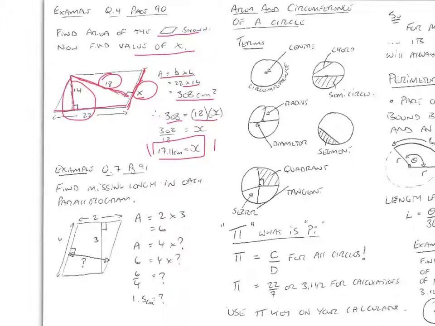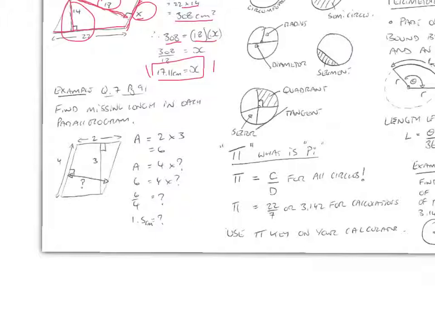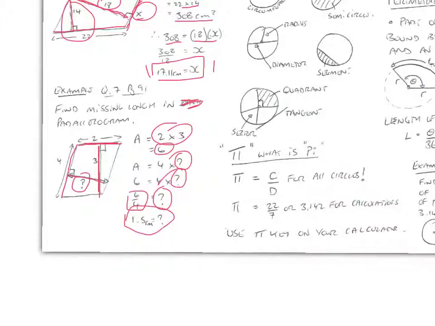Question 7, page 91. Find the missing length in each parallelogram. Okay, so there's only one parallelogram here. There's 3 in the book, I've just gone with 1. So the best thing to do is find the area using what you know, this base and the height that's perpendicular to it. So the area is 6, and so the area is also equal to 4 times whatever this is. So 6 equal to 4 times what we're looking for. Divide both sides by 4, we get what we're looking for is 6 over 4, which is 1.5 centimetres squared.